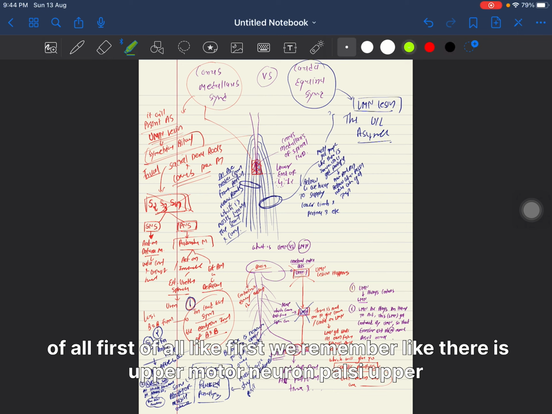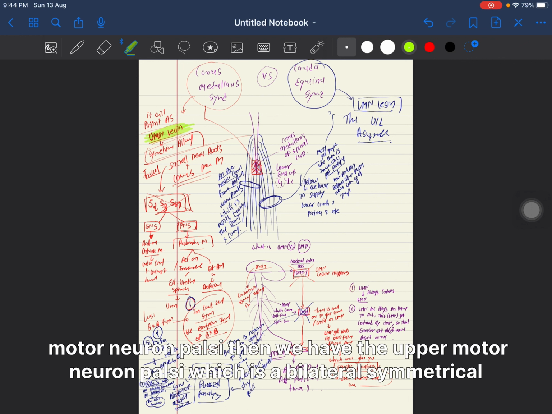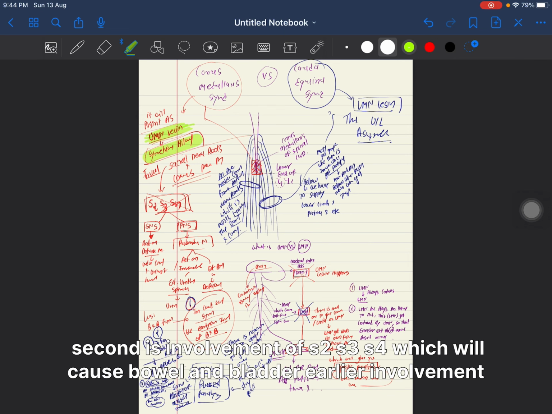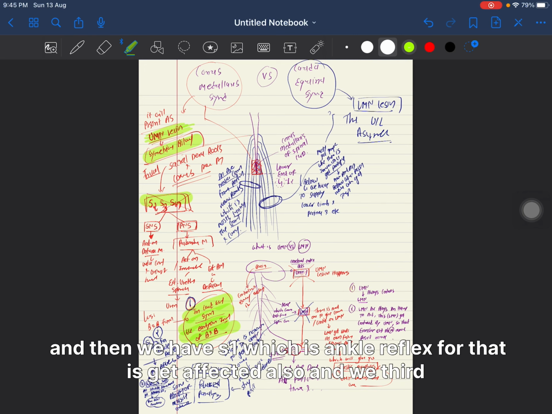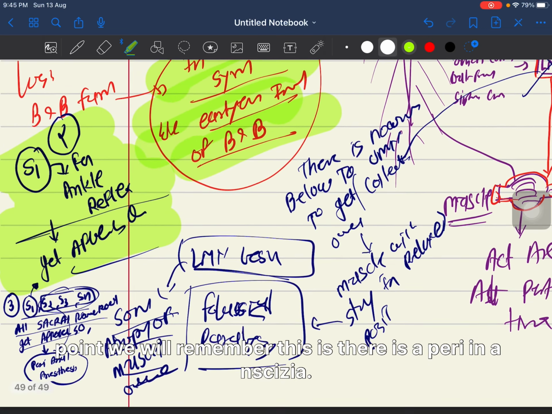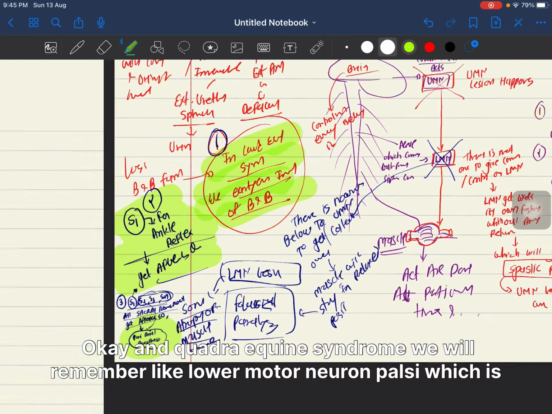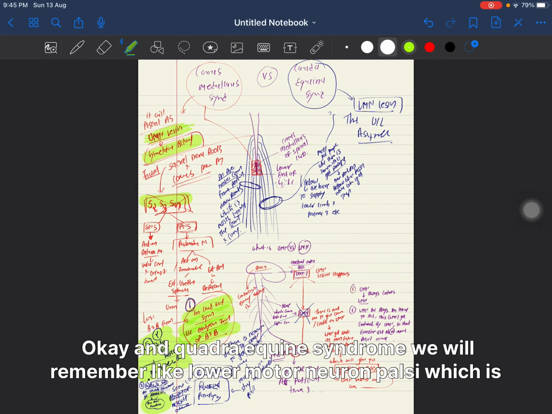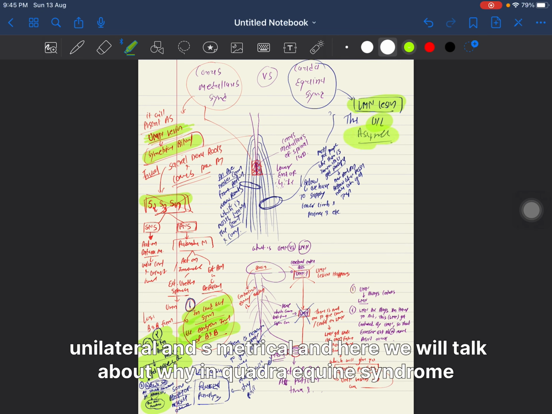Okay, so for Conus Medullaris syndrome we have to remember first of all that there is upper motor neuron palsy, which is bilateral and symmetrical. Second is involvement of S2, S3, S4, which will cause earlier bowel and bladder involvement. And then we have S1, the ankle reflex, which also gets affected. And the third point we remember is perianal anesthesia. Okay. And for Cauda Equina syndrome we remember lower motor neuron palsy, which is unilateral and asymmetrical.